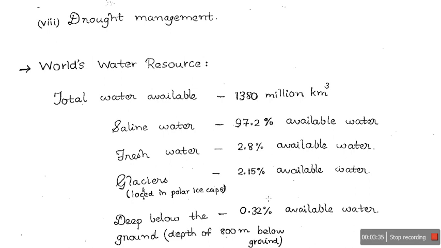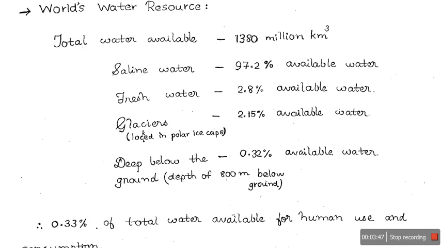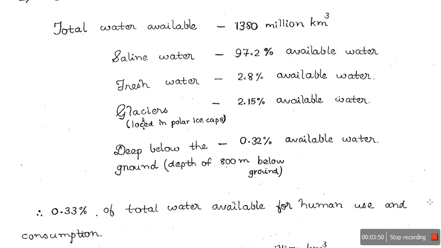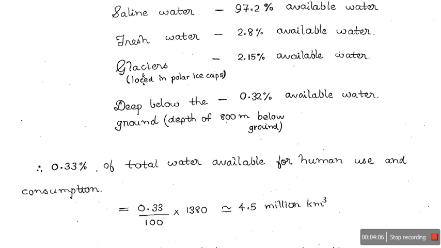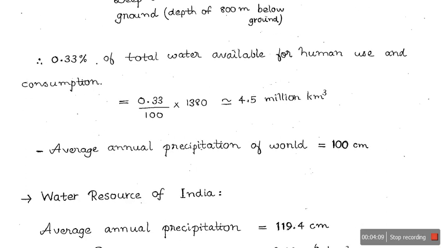We also have underground water, that is groundwater below the ground level, at a depth of up to 800 meters below the ground. The groundwater available percentage is 0.32%, right? So of all these percentages, a human can use only about 0.33% for consumption. That means 4.5 million we are using, and the average annual precipitation of the world is 100 centimeters.